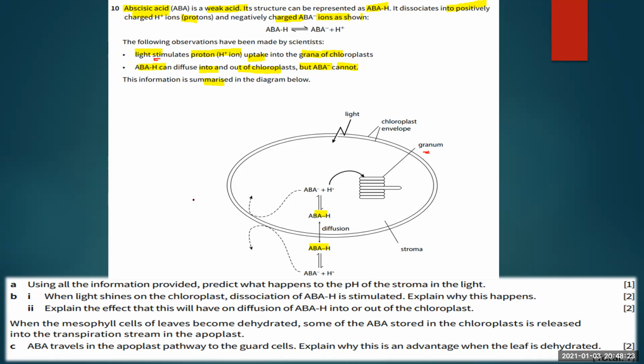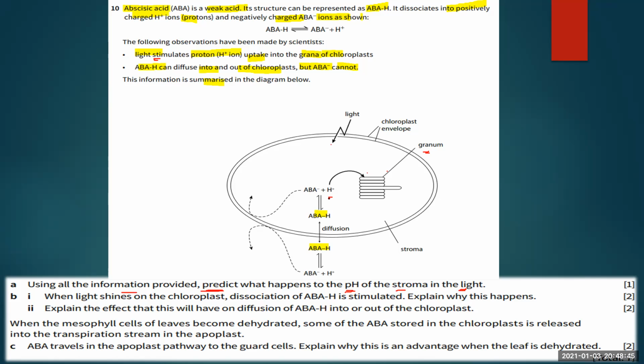So you can see here, as light, what is light stimulating? Light is causing this grana to take up this hydrogen here, right? This is a stroma. So the first part of the question says, using all the information provided, predict what happens to the pH of the stroma in the light.